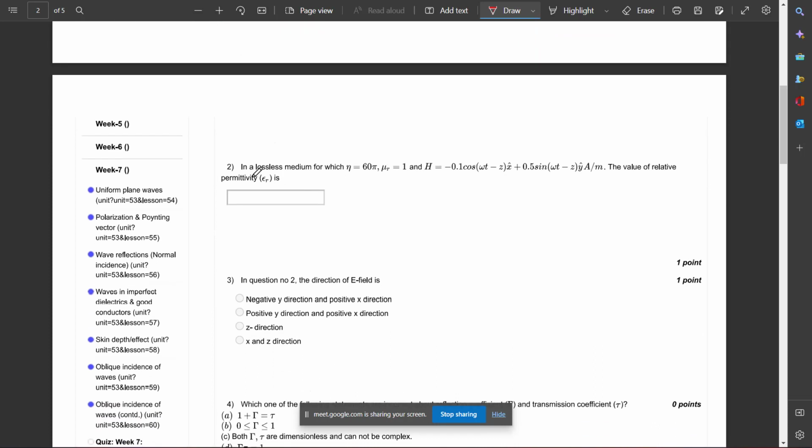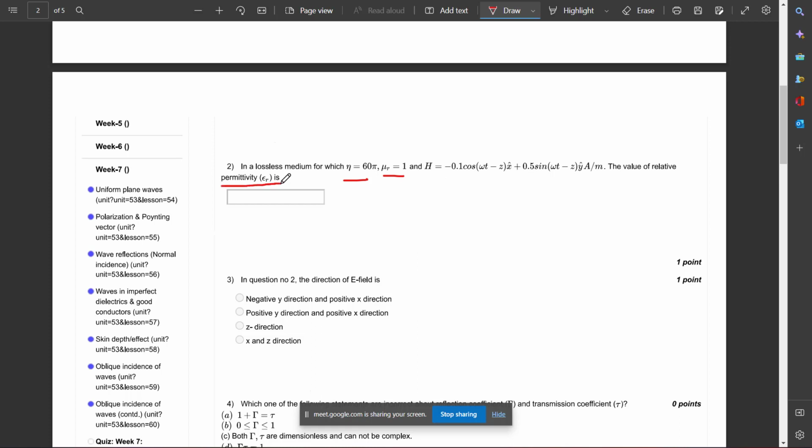The second question is: in a lossless medium for which eta is equal to 60 pi, mu r is equal to 1, and H is equal to minus 0.1 cos(omega t minus z) x cap plus 0.5 sin(omega t minus z) y cap amperes per meter, the value of relative permittivity epsilon r is. So here we have been given eta, mu r, and H, and relative permittivity is asked.